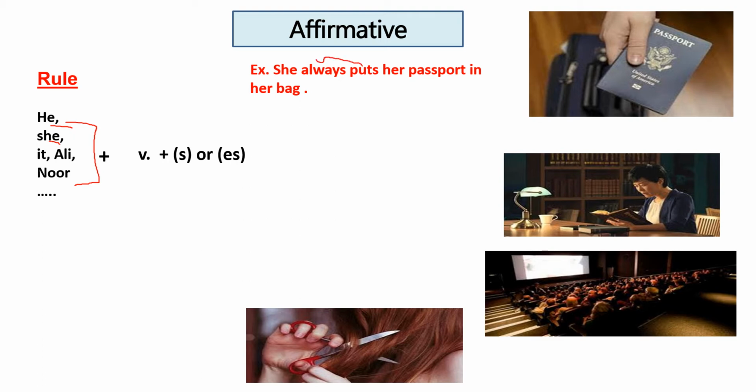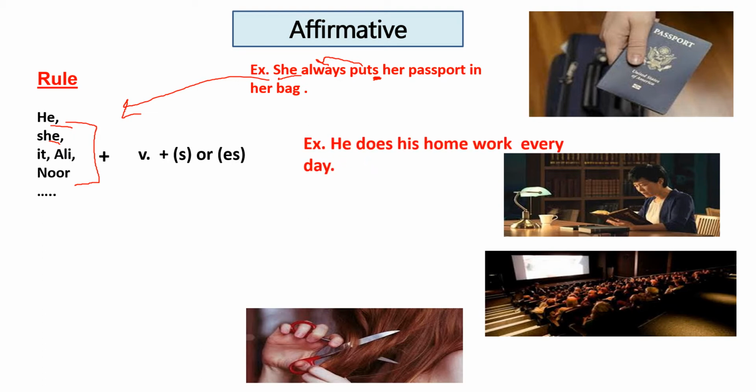هنا عندي ظرف تكرار قبل الفعل الرئيسي. دائما تخلي الباسبورت الجواز مالتها بالحقيبة. هنا عندي she, this is singular, okay? This is subject singular, فاعل شنو؟ مفرد. So that's why I put S to the main verb. لذلك خليت S للفعل. هي put صارت puts. ليش خليت لها S؟ لأن فاعل مالتي مفرد.